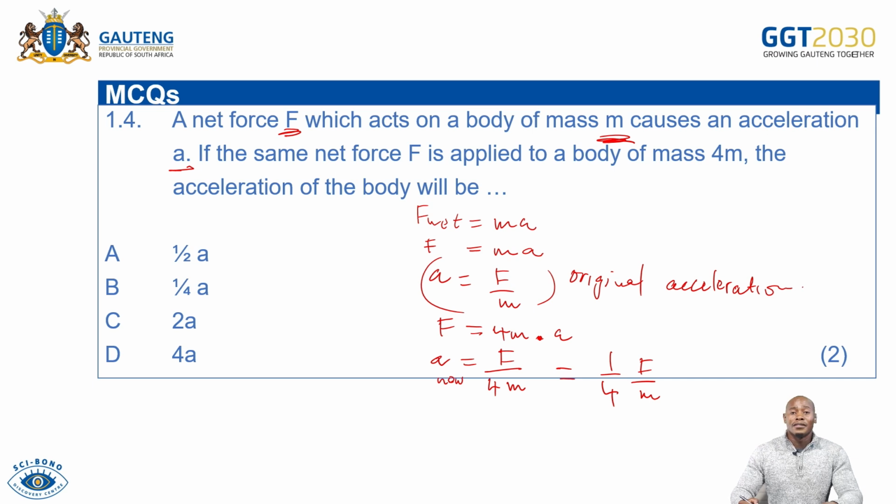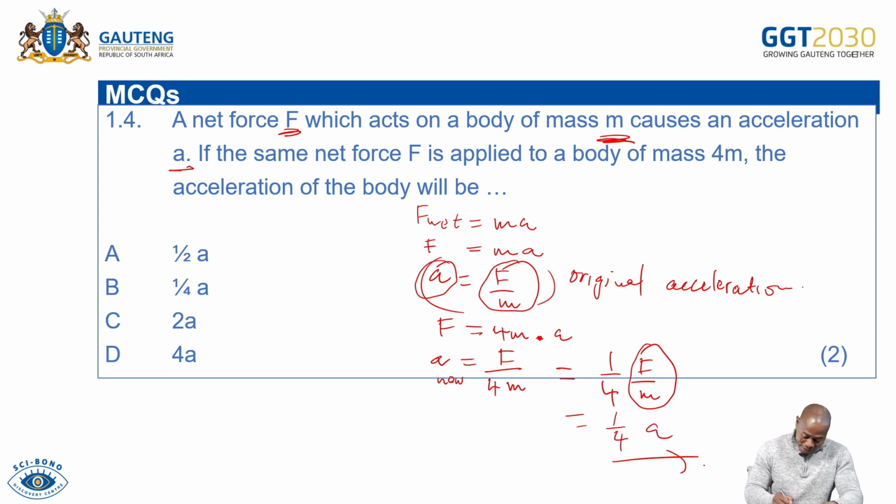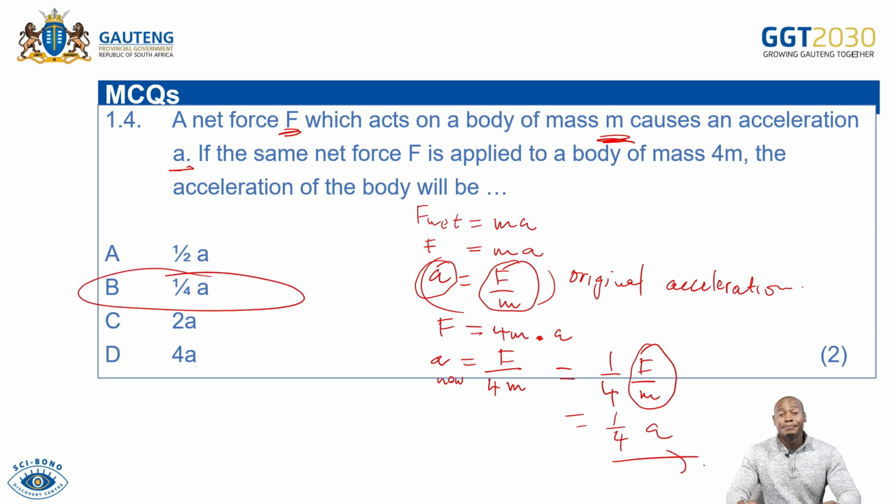Okay? I hope we are still together, right? Then what is F over m? F over m is the same as the original A. So where there is F over m, I can substitute A. So the correct answer here will be B. Okay? So our original A is equal to F over m.